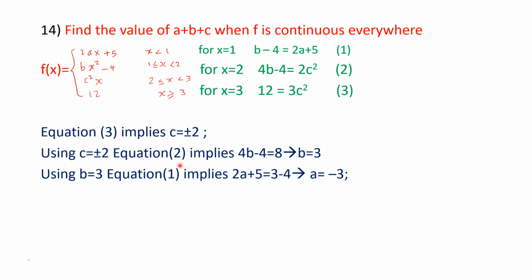Next, using b equal to 3 on equation 1 implies twice a plus 5 equals 3 minus 4, and that implies that a equal to negative 3. Therefore, a plus b plus c equals negative 3 plus 3 plus or minus 2, and that will give us the answer as plus or minus 2. Therefore, that's the answer, plus or minus 2.